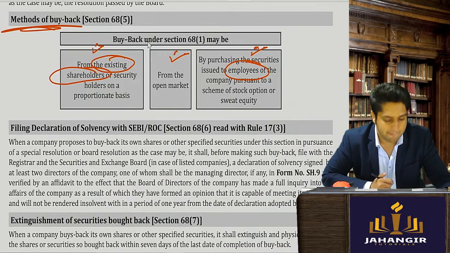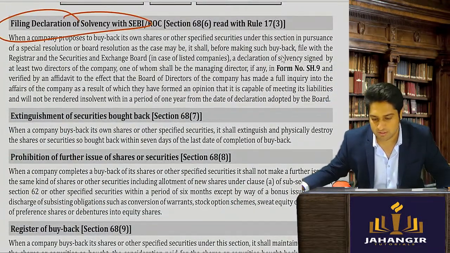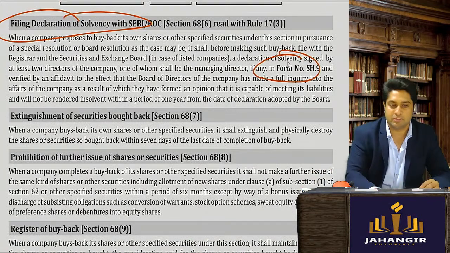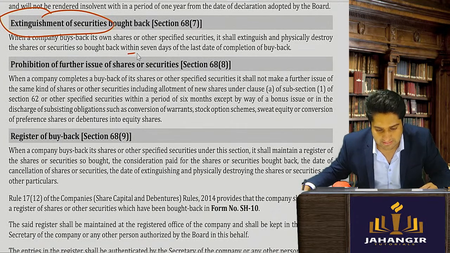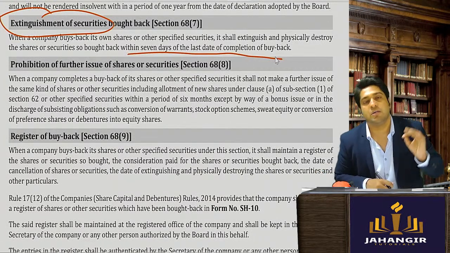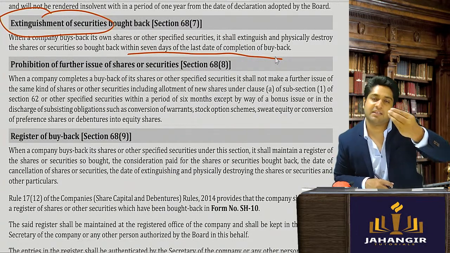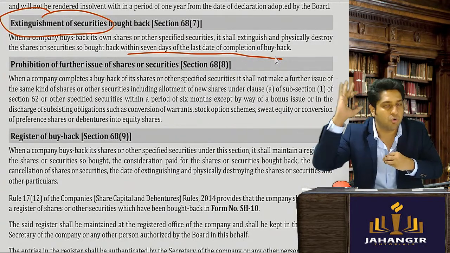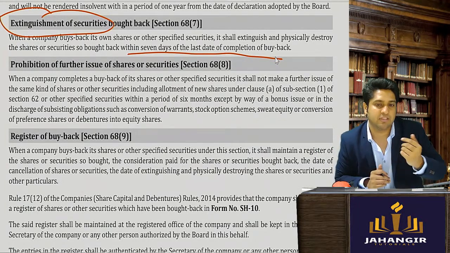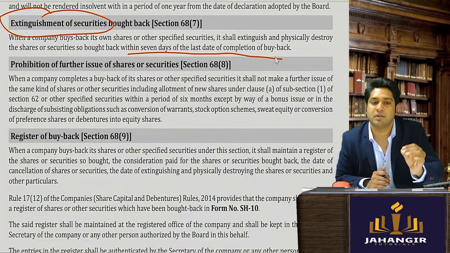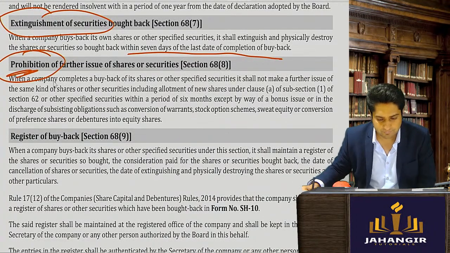Declaration of solvency, I told you it will be in SH 9, that within 1 year you will be solvent. The company has to extinguish the securities within 7 days of completion of the buyback. So the moment the buyback is completed, the person will come and give his share certificate, take his money and go. The company has to destroy these share certificates within a period of 7 days from the date of completion of the buyback.